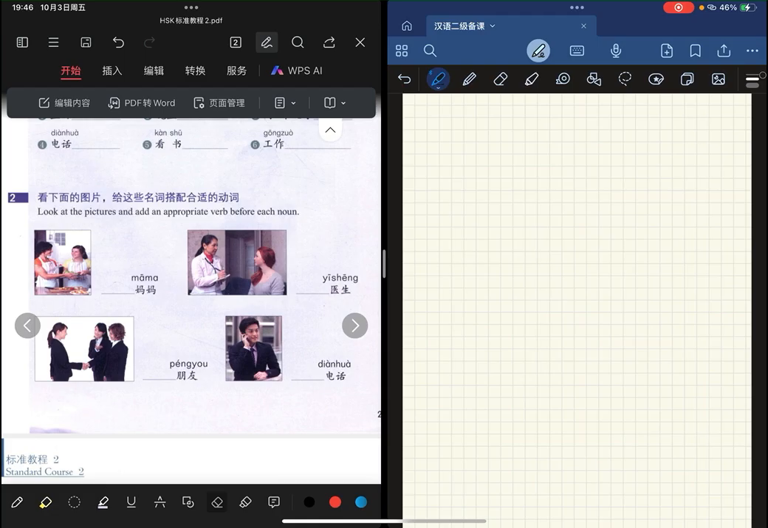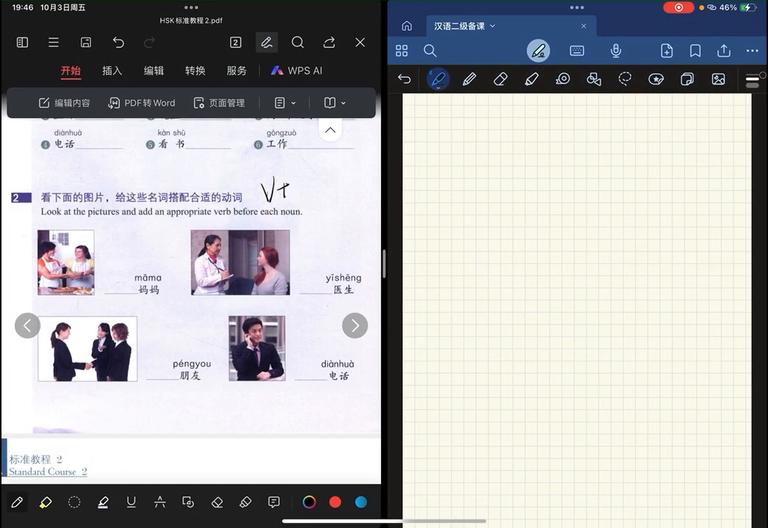Okay, so warm up 2 is look at the pictures and add an appropriate verb before each line. So we need to add the verb to make verb-object phrases, right? Okay, so now let's see the first picture. In the first picture, we can see the daughter helping her mom cook, right? So she is helping her mother.